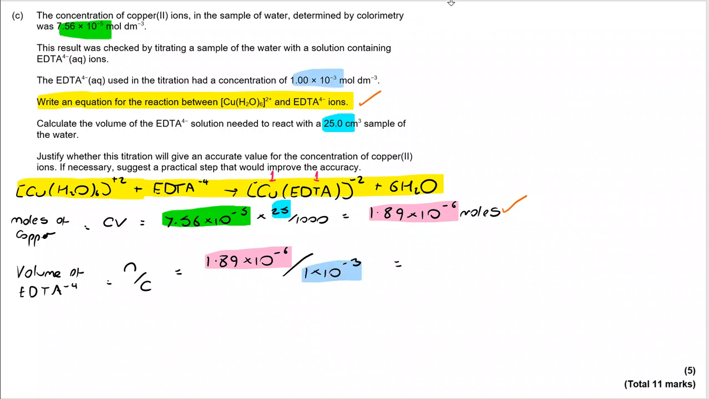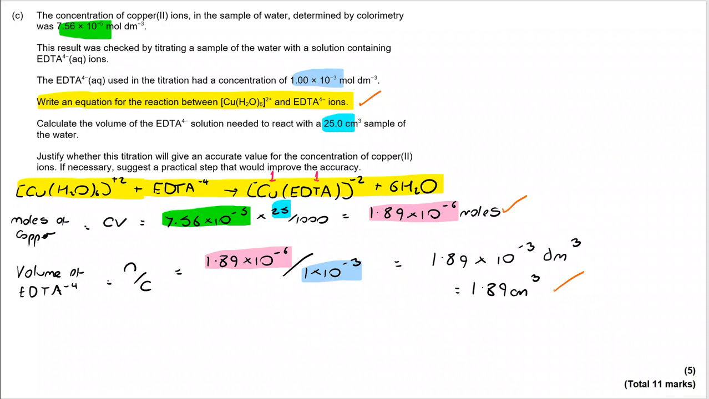And we've got the concentration. We were provided with that here. It's 1 by 10 to the minus 3. We do that calculation, it comes to 1.89 by 10 to the minus 3 decimeter cubed, which is 1.89 centimeter cubed, and we've got our third mark.